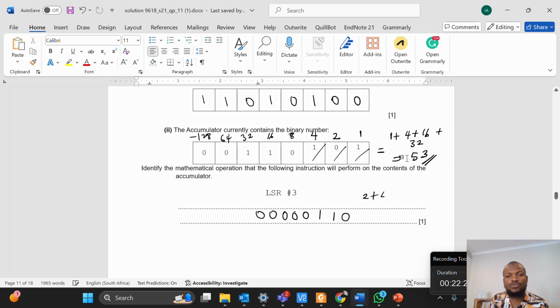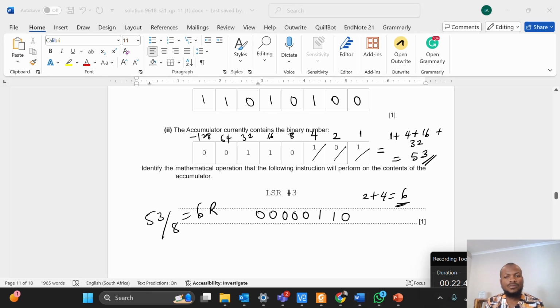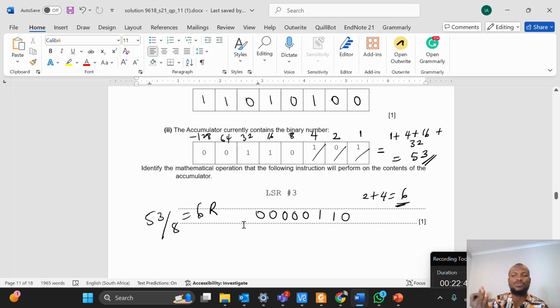Okay? Now, if you take a look at this, this becomes 2 plus 4, which is equal to 6. What is the relationship between 53 and 6? If you divide 53 by 8, you will get 6 remainder 5. Because 8 times 6 is 48. So 49, 50, 51, 52, 53. 6 remainder 5.